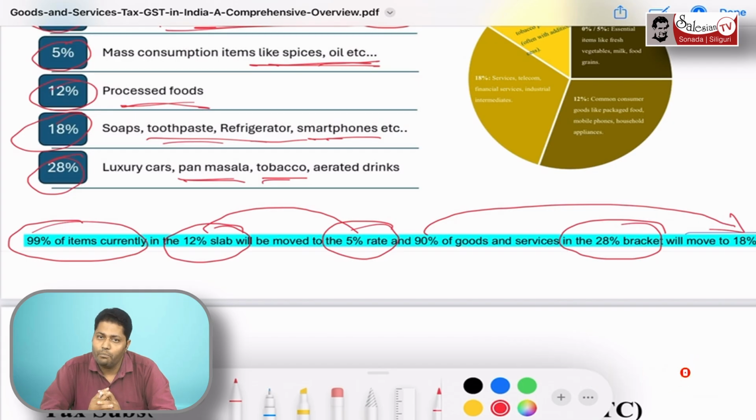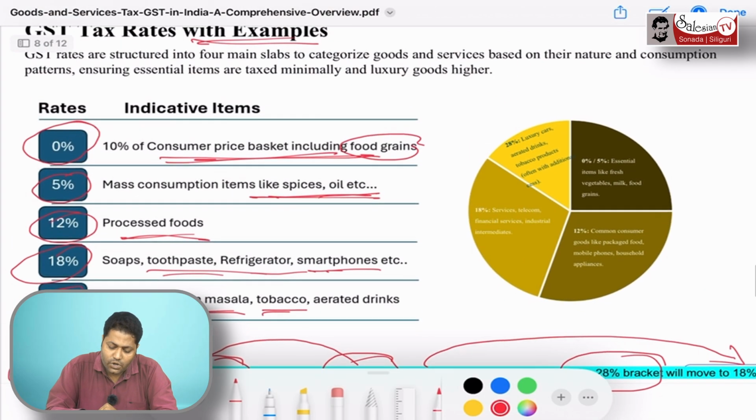So don't you think government is trying something good? Why? We will know afterward when we go deeper into this subject. So this is the basic class. I have taught you about this topic.